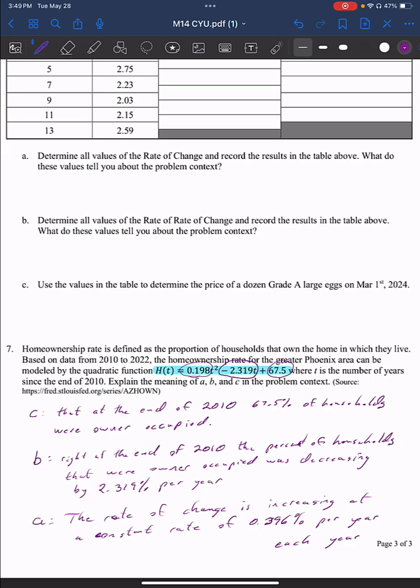Okay, so looks like in 2010, we had 67.5% of households that were owner occupied. Right at that moment, the percentage was dropping by 2.319% per year. However, that rate of change is increasing at a constant rate of 0.396 per year every year.